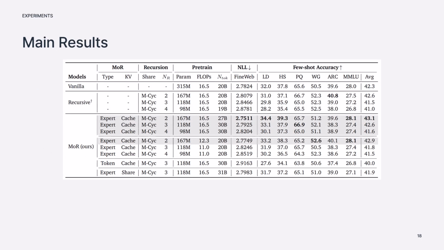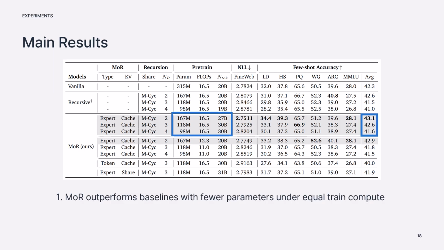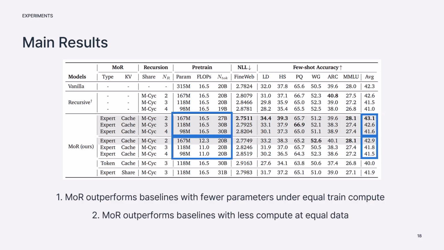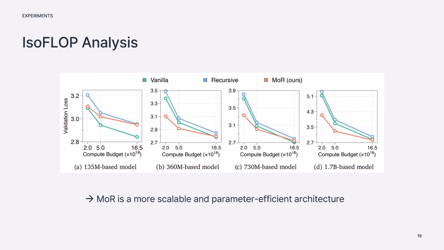And here are the main results, and there are two takeaways. The first one is under equal training FLOPs, MoR outperforms baselines with fewer parameters. And the second one is at equal parameter counts, MoR achieves better performance with less compute than the baseline. As the model size increases, MoR's loss versus compute curve improves more steeply than baselines. So this suggests MoR is a more scalable and parameter-efficient architecture.